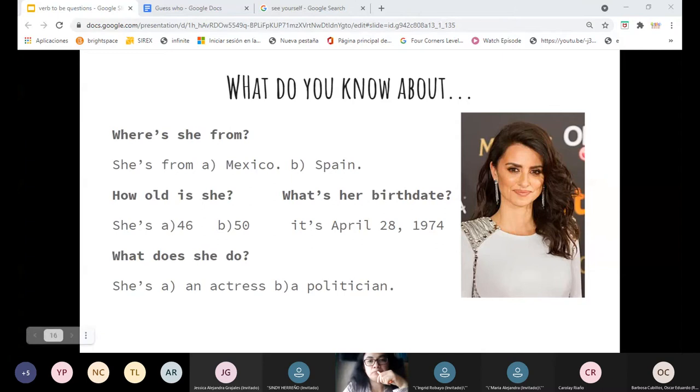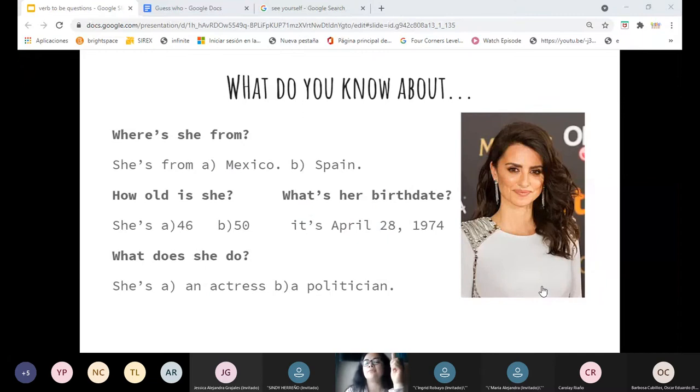Any ideas? No? She's 46. Yes, right? She's 46 years old. All right. Excellent. And, well, her birthday. Is there a volunteer to tell me her birthday?